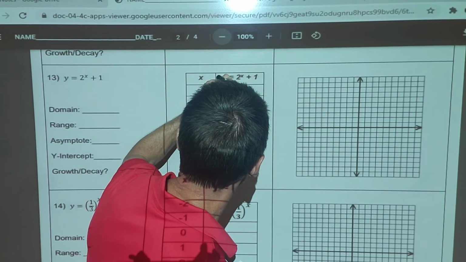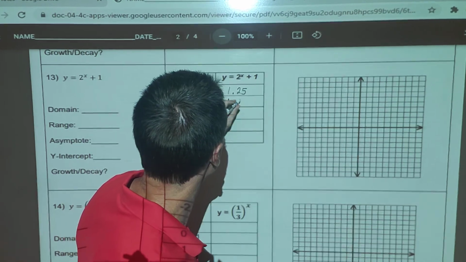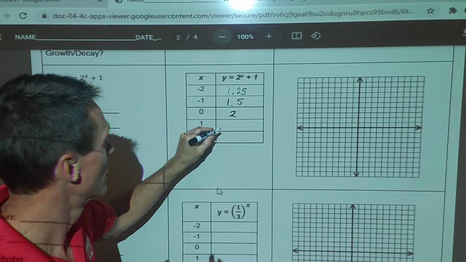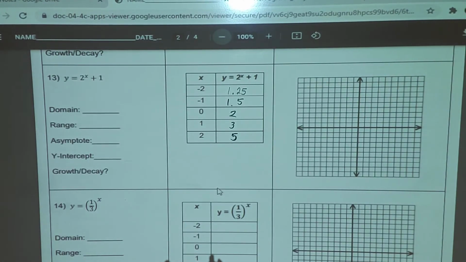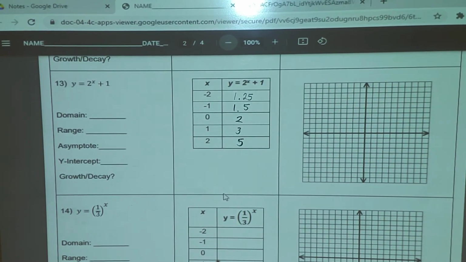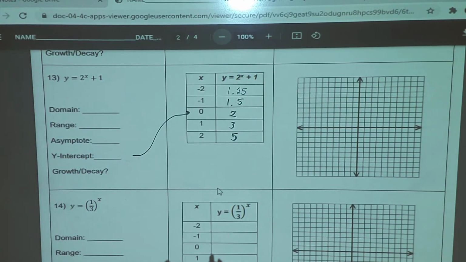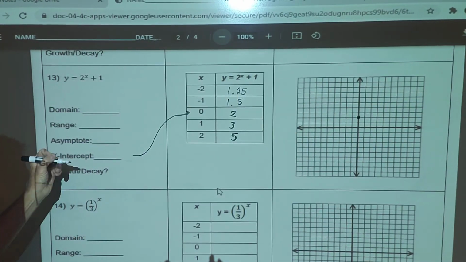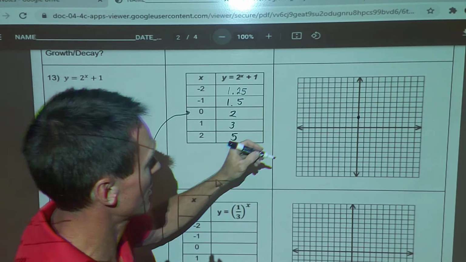So as I plug this in a calculator, I am going to get in my table -2 would be 1.25, -1 would be 1.5, 0, 2, 1, 3, and 2, 5. Okay, so now that I have my table filled, let's look at what we have. And we'll go ahead and graph this as well. But my y-intercept, I am always looking for where the x value is 0. Okay, so 0, 2. That is going to be my y-intercept.